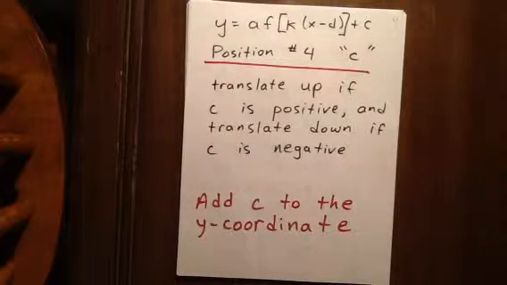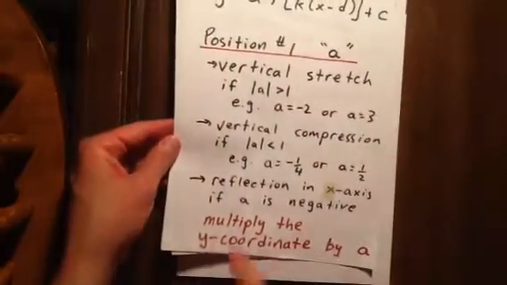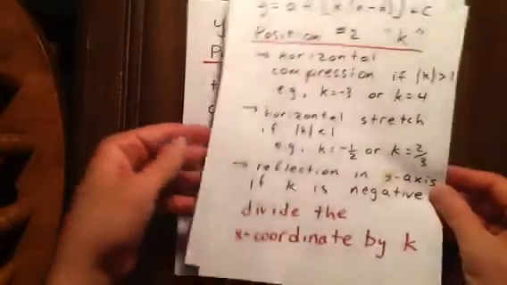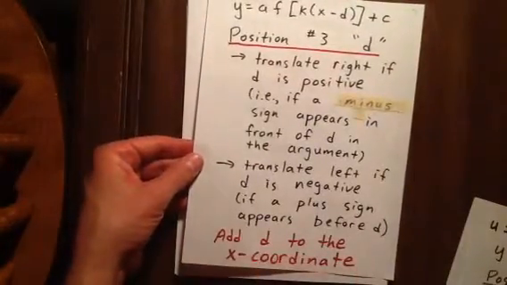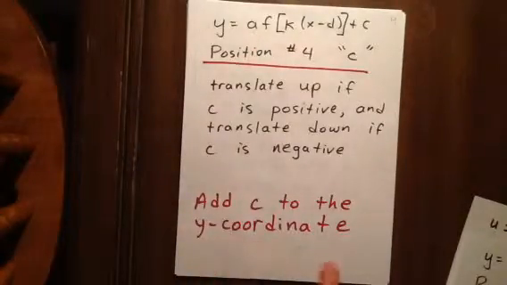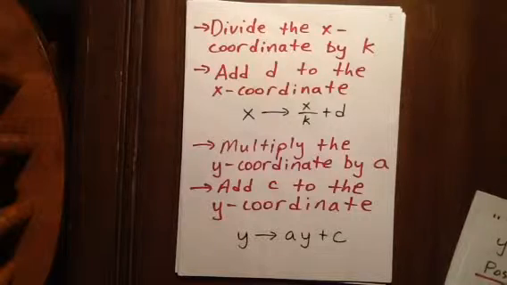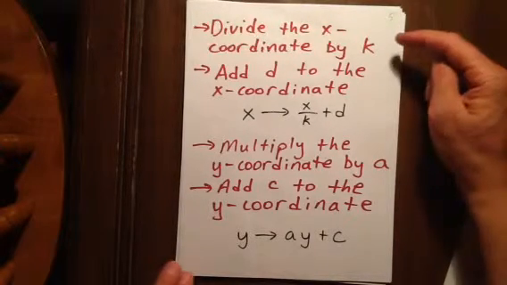Now if you notice all these algebraic statements we made in red at the bottom: multiply the y-coordinate by a, divide the x-coordinate by k, add d to the x-coordinate, and add c to the y-coordinate, we can put all of those together on one page and maybe switch the order up a little bit.